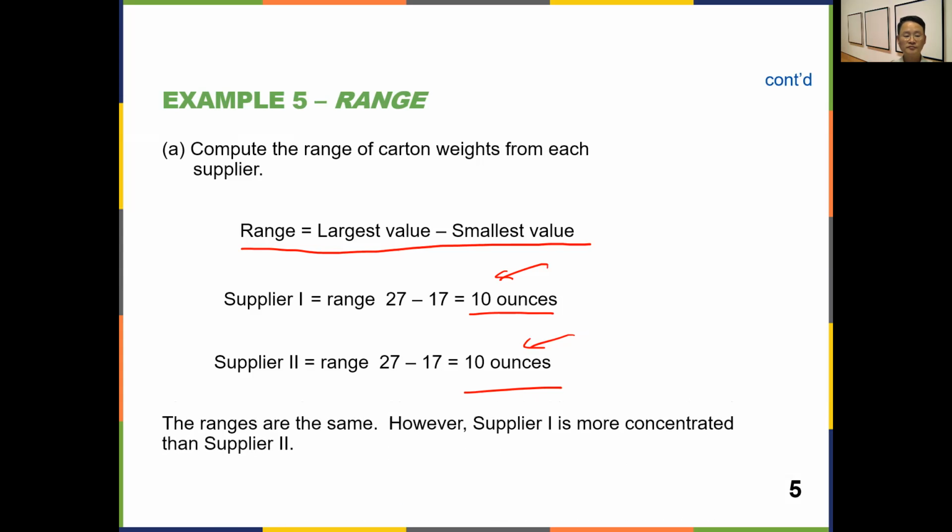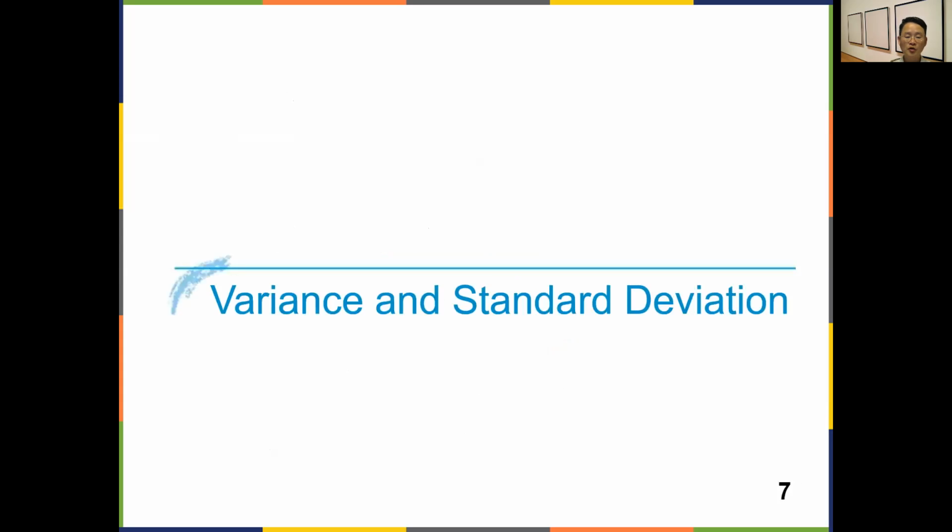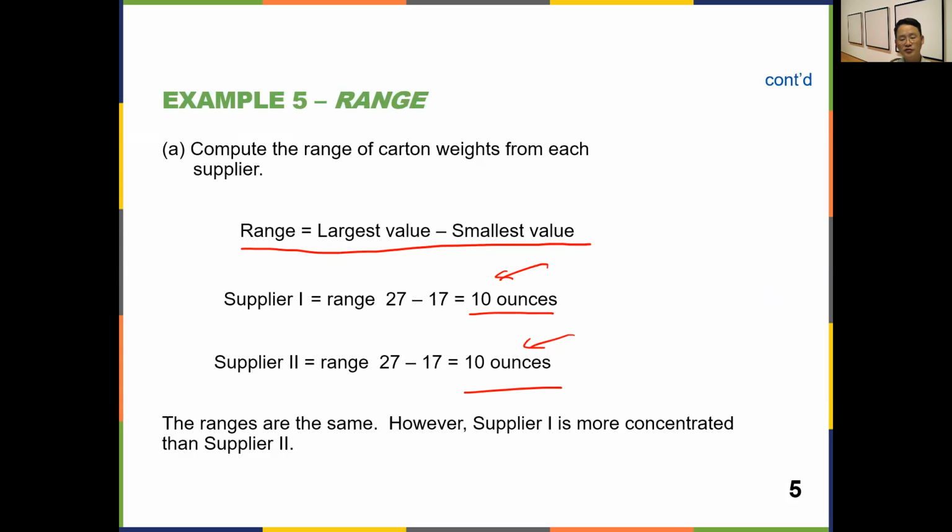Okay. So it says it here, range are the same. However, supplier 1 is more concentrated than supplier 2, right? So range is good. Why is it good? Because it's easy. Look at the formula.